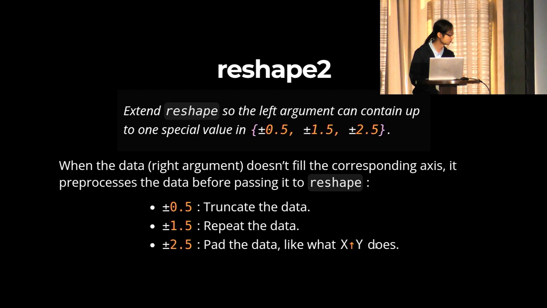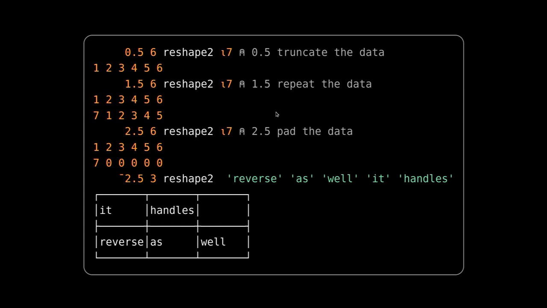So yeah, let's see some examples. Here we reshape to 0.5 by 6. Since we have 7 elements, but the first row only has 6 slots, we drop the last one, and the result is like this. If it's 1.5, we repeat our data. If it's 2.5, we just fill in with zeros for our numeric input. And if the input consists of several cells, actually I don't know how it should be called, there should be a blank appended. And after that, the reverse should also work.